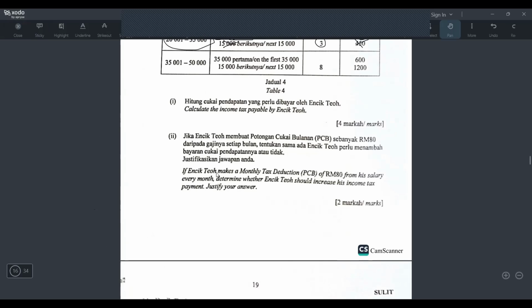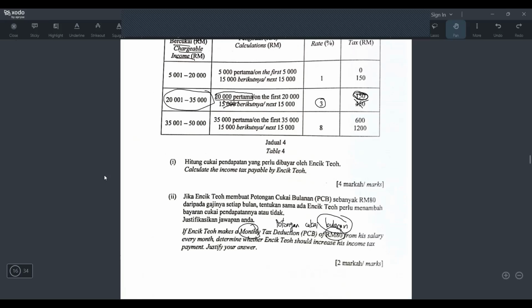Number 2, if Encik Teo makes a monthly tax deduction, PCB. PCB stands for potongan cukai bulanan. Okay, potongan cukai bulanan. In English, monthly tax deduction. So look at this word, bulanan, monthly, of 80 ringgit from his salary every month. Determine whether Encik Teo should increase his income tax payment. Justify your answer. Okay, let's go back to our nota.